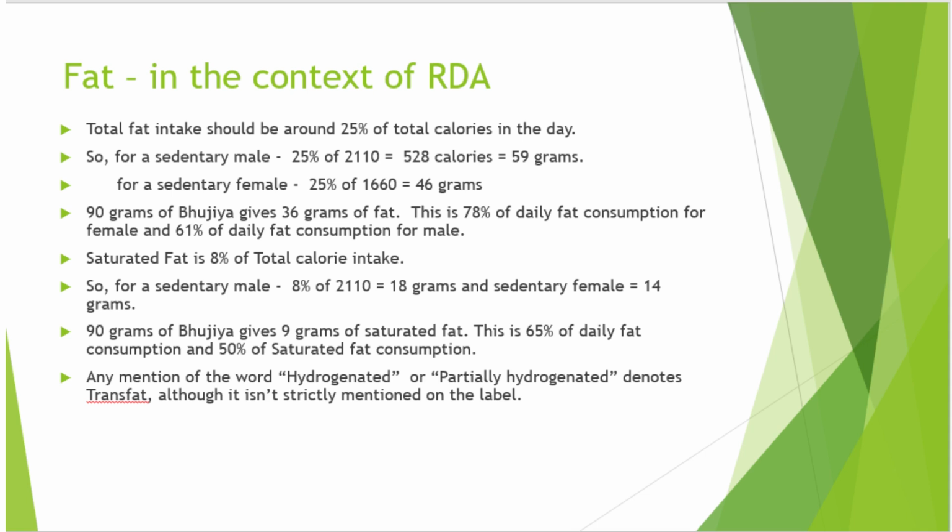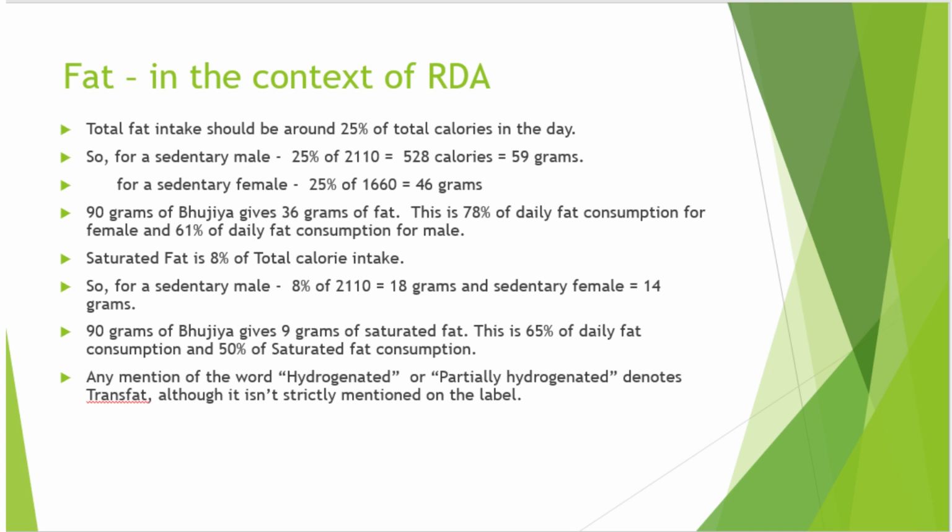Now we look at fat in the context of RDA. The total fat intake is 25% of the total calories in the day, which now comes to 59 grams for a male and 46 grams for a female. Because this 90 grams of bhujia gives you 36 grams of fat, this is 78% of the daily fat consumption for a female and 61% of the daily fat consumption for a male.